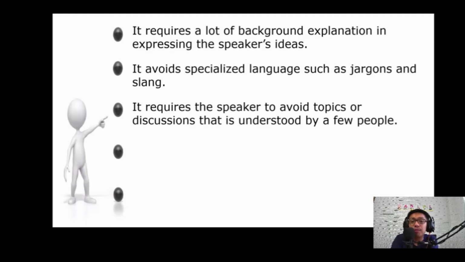Next, it requires the speaker to avoid topics or discussions that are understood by only a few people. So, this is in connection to the previous bullet, okay, about jargons and slang. Aside from jargons and slang, you also need to avoid things that are not familiar to the audience because you will only confuse them and it will only include a few people. It excludes those people who do not understand the topic that you are talking about. So, to be safe, just choose a general topic that can be understood by all people.